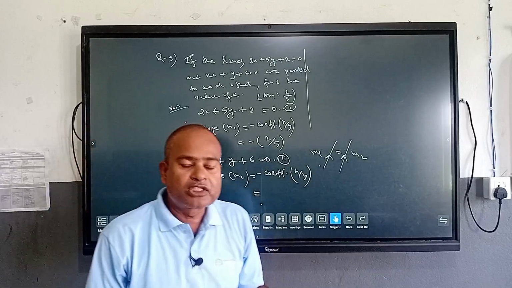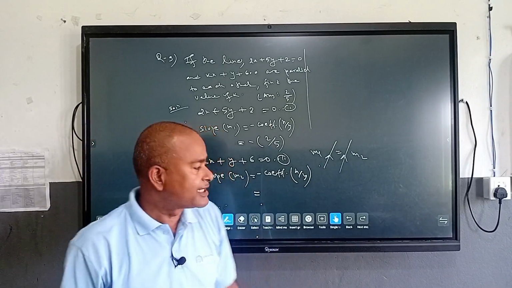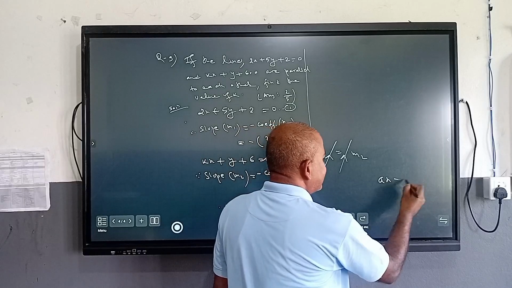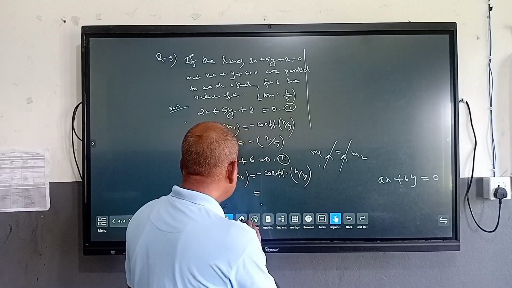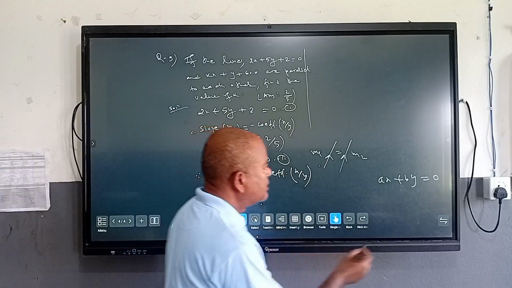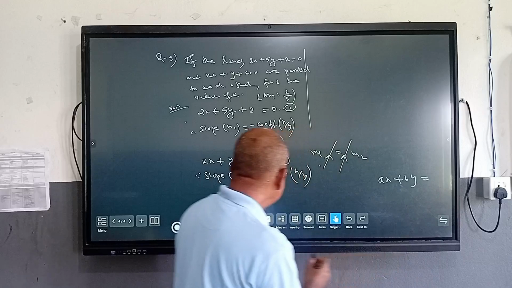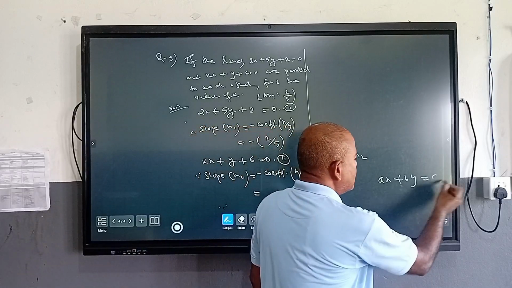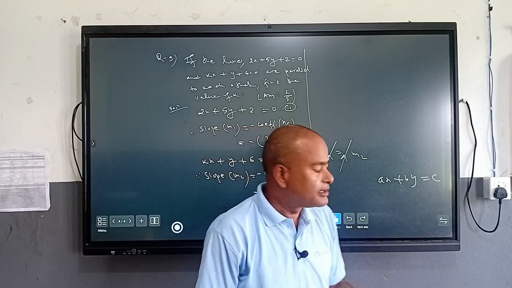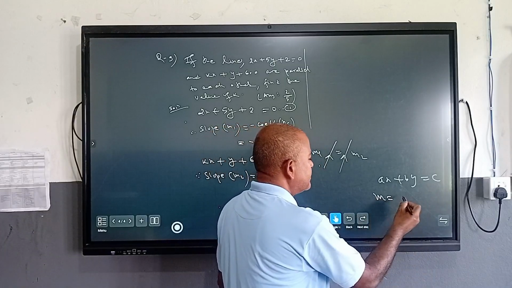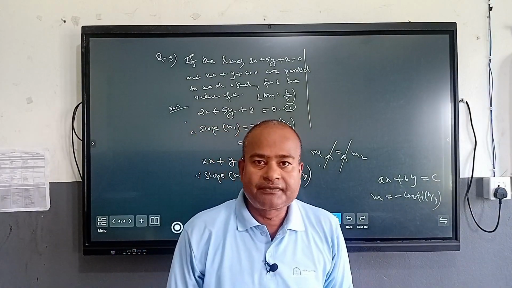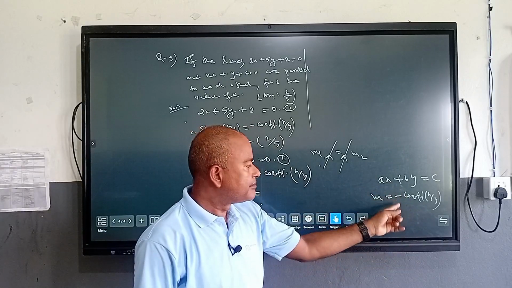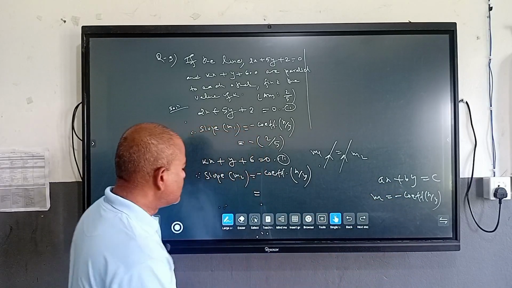Dear students, the formula to find the slope of a straight line is minus coefficient of x divided by coefficient of y, if the equation of a straight line is given in the form of ax plus by equals c. So when any equation of a straight line is given, then the formula of slope is minus coefficient of x divided by the coefficient of y.